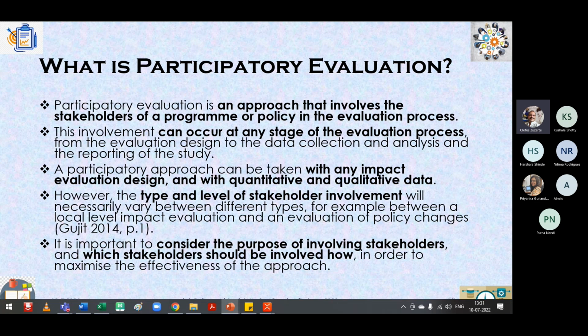Okay. So the participatory evaluation approach, you're looking at the impact evaluation designed with quantitative and qualitative data. You go back to your log frame and look at the quantitative and qualitative indicators. Okay, so from that you immediately come to know these are the deliverables in terms of outputs and outcomes, and this is what you are looking at measuring.